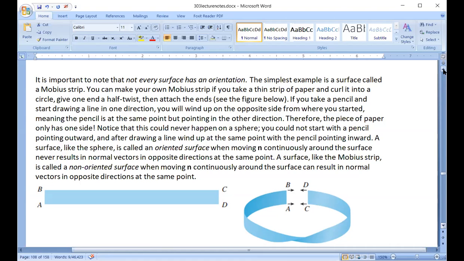Make a strip of paper, tape the ends, and then you can do the following thing. Take a pencil and start drawing a line in one direction. You'll wind up on the opposite side from where you started. And then if you keep going, without picking up the pencil, you'll wrap all the way around and connect back to where you started, but there will be a line on what you thought were both sides of the sheet.